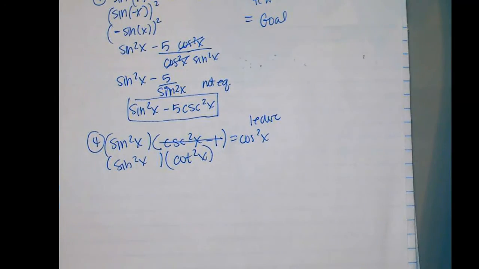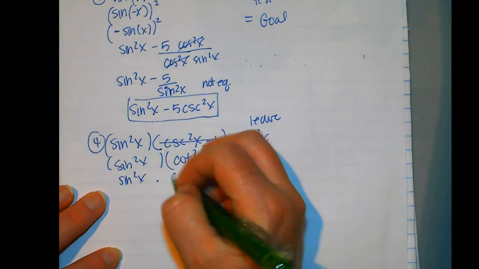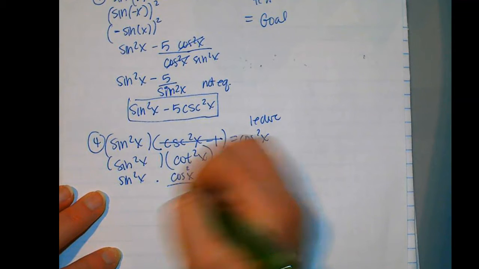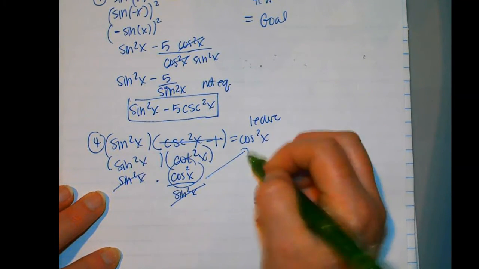What does cotangent squared mean? Cosine squared over sine squared. Are we done? Yeah, and that's it. So sine squared stays. Cotangent is cosine over sine. These cancel. You're left with this. Ooh, look, they match.